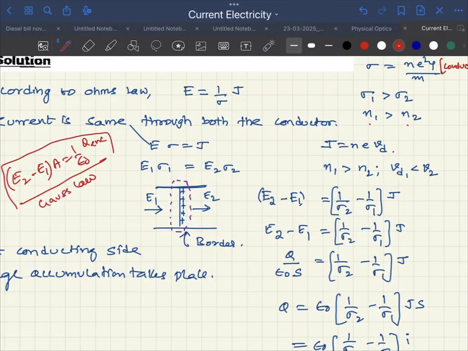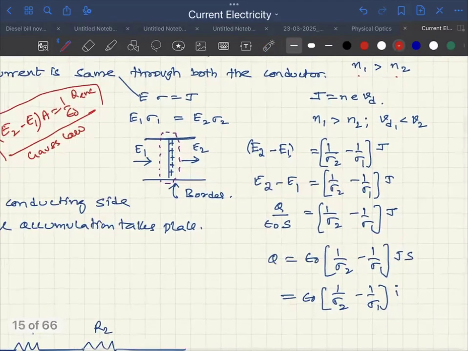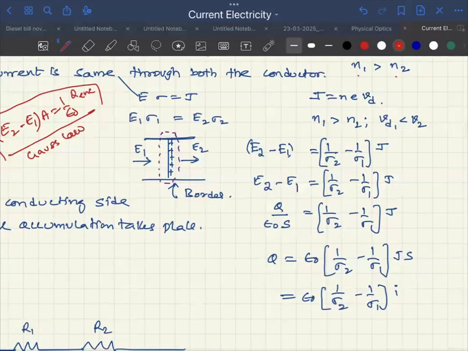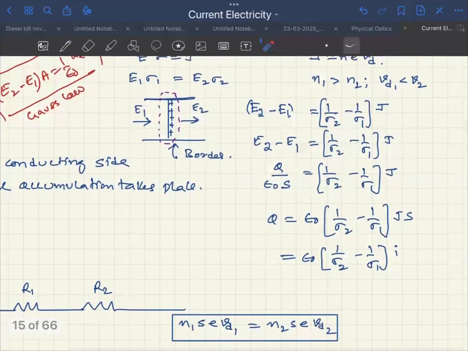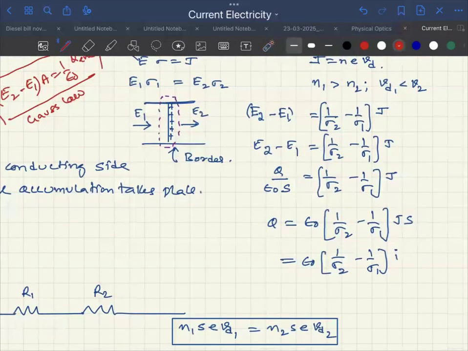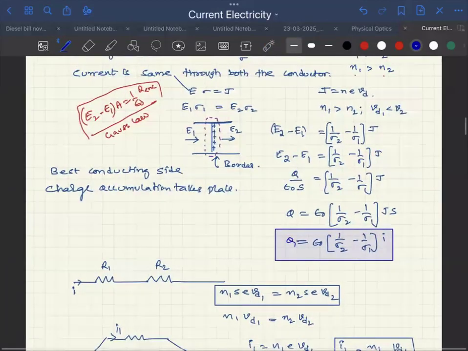So therefore, I am applying the Gauss law over here. So Q enclosed by epsilon naught S is equal to 1 by sigma 2 minus 1 by sigma 1 times J. So Q is epsilon naught times 1 by sigma 2 minus 1 by sigma 1 times J into S. Are your current density into cross-sectional area? What you will get? Current. Therefore, charge Q is equal to epsilon naught times 1 by sigma 2 minus 1 by sigma 1 times I. So that's the charge. Okay.